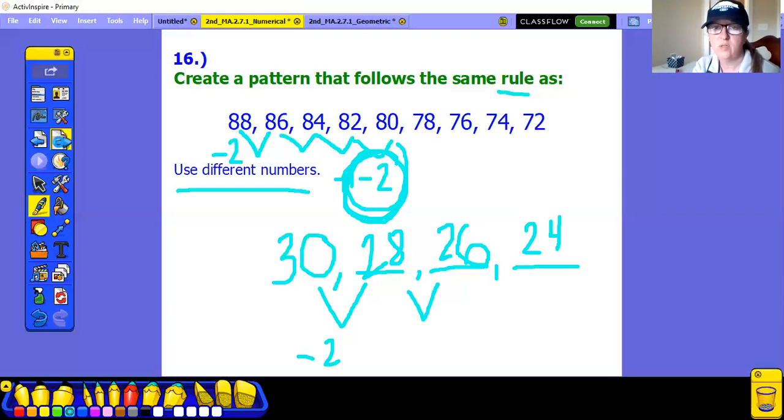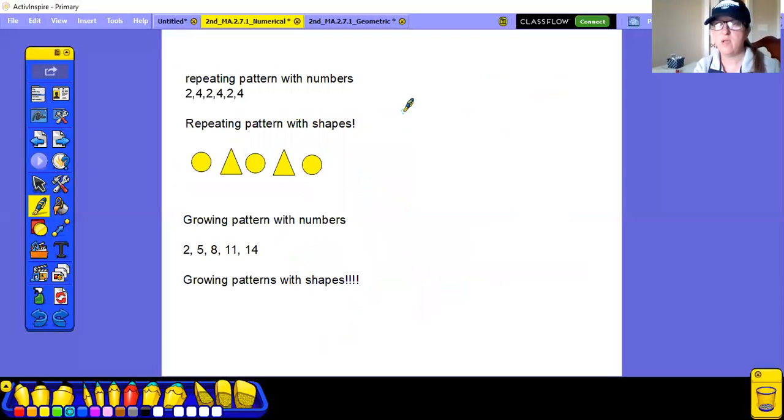The next thing I want you to think about is what we've learned so far this week. We've worked on repeating patterns with numbers like 2, 4, 2, 4, 2, 4. We've also learned how to do repeating patterns with shapes. Circle, triangle, circle, triangle, circle, triangle. We've learned how to do growing patterns with numbers. Look at this one and see if you can figure out how it's growing. 2, 5, 8, 11. Notice it's getting bigger by how many? If you said we keep adding 3, you're right on track.